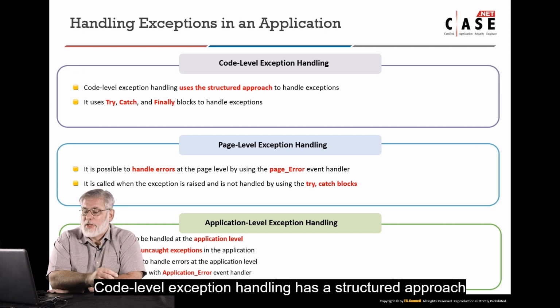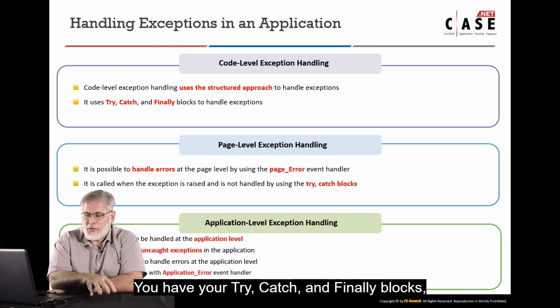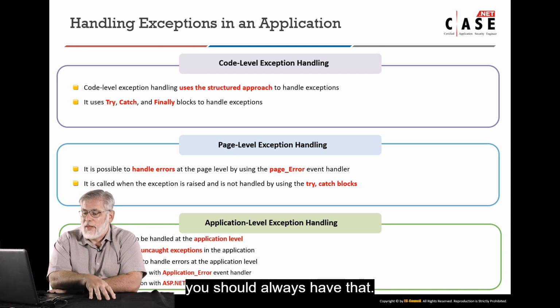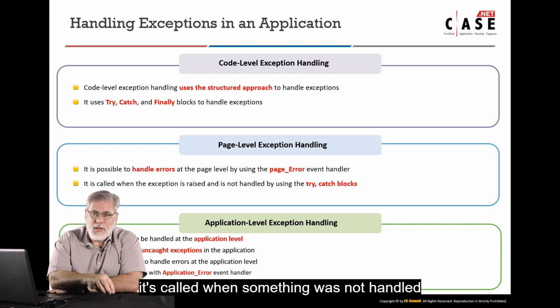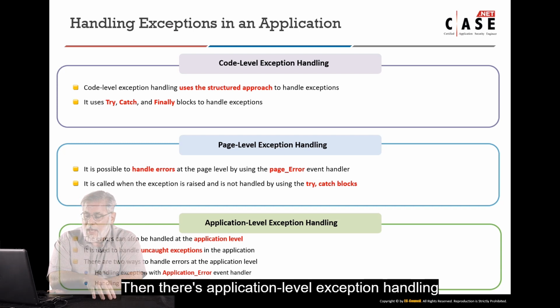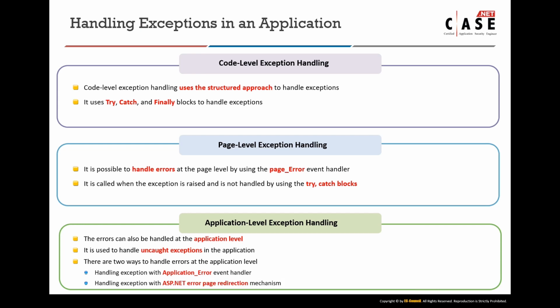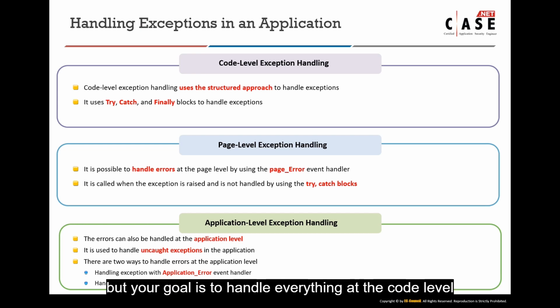Code level exception handling has a structured approach to handle exceptions. You have your try, catch, and finally blocks. You should always have that. Now there are page level handling done with the page error event handling. It's called when something was not handled by the try, catch block. Then there's application level exception handling. If something wasn't handled anywhere else, it's handled in the application error event handler. Now you should have all of these in place, but your goal is to handle everything at the code level.